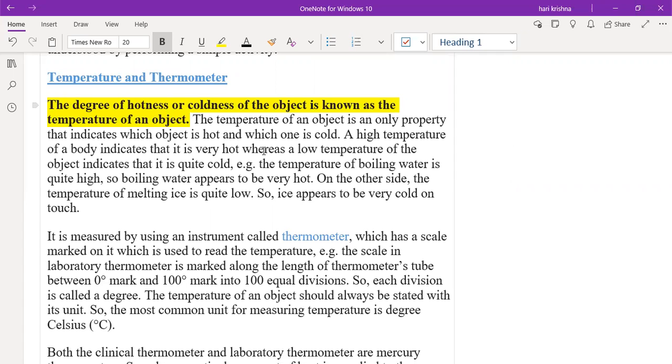But when you go to the doctor, he'll tell the answer in terms of 98, 99, 100, right? So when you go for a checkup for fever, generally he'll keep the thermometer and give the answers either in 97 or 98, 99. What is the unit then?